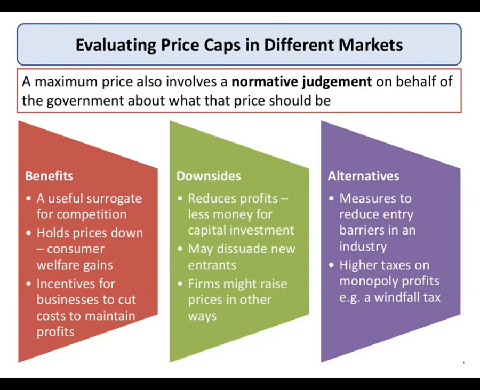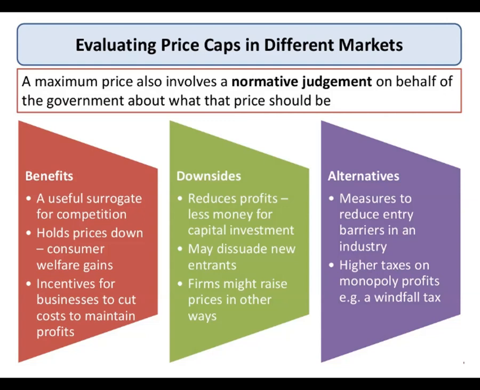Firms might raise prices in other ways. They have to pay a maximum price on certain goods, but for companies that produce a range of other goods, they may make up for the losses they make with one good by charging higher prices on other goods.